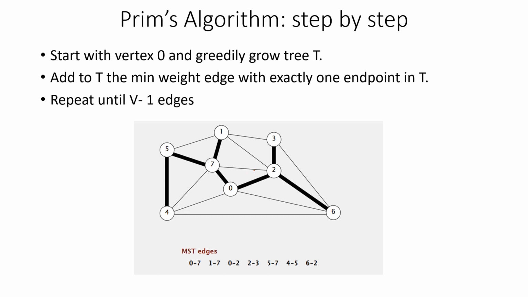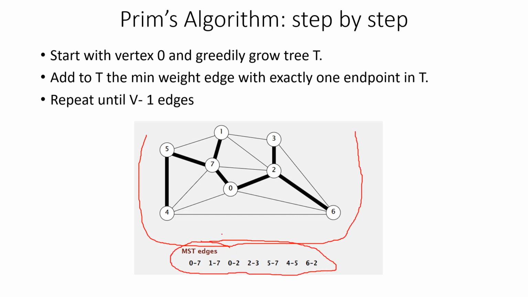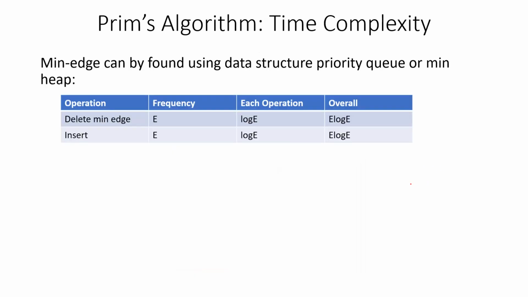As you can see, there is no cycle. All the vertices are covered, which means it's spanning, and it's connected: there is a connection between all the vertices. And these are the edges that we have in our minimum spanning tree. So here is the time complexity.